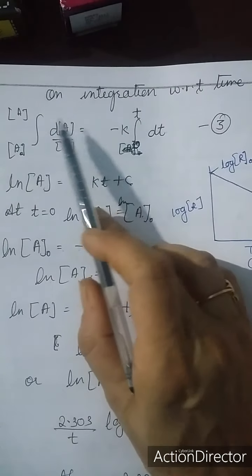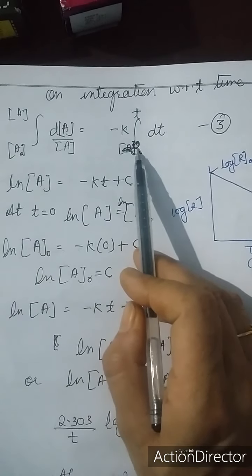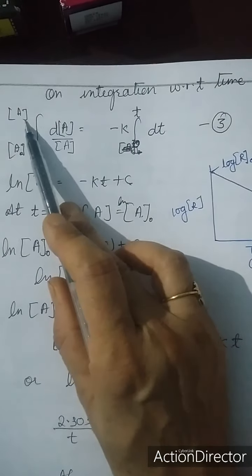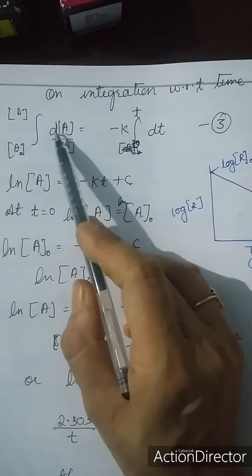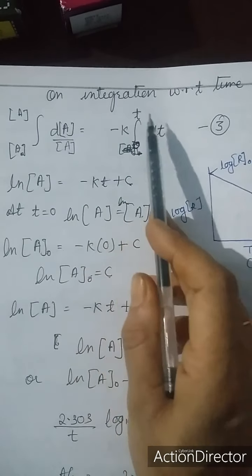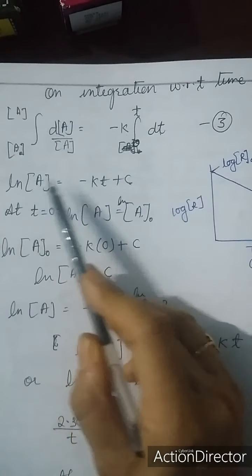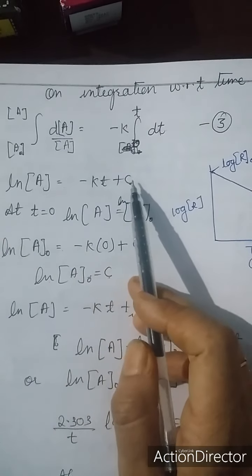So we will integrate it with respect to time. At time t is equal to 0, this concentration is A0. At time t concentration is A. So integration of dA by A is equal to minus k integration of dt. This will give you natural log A, that will be equal to minus kt plus C.